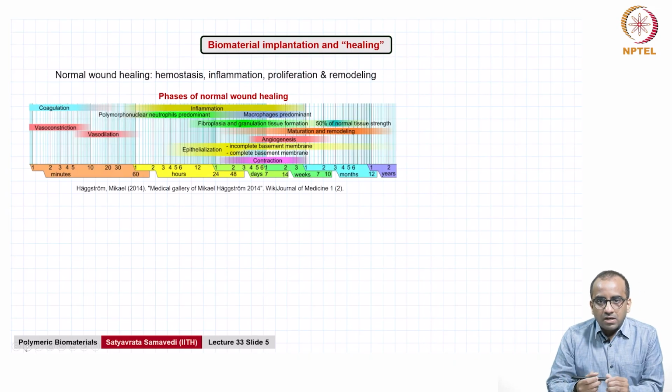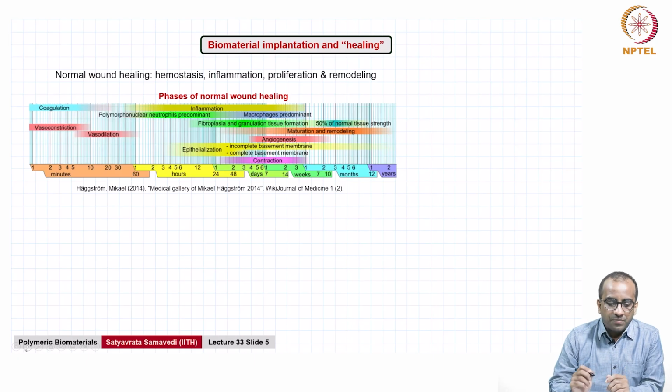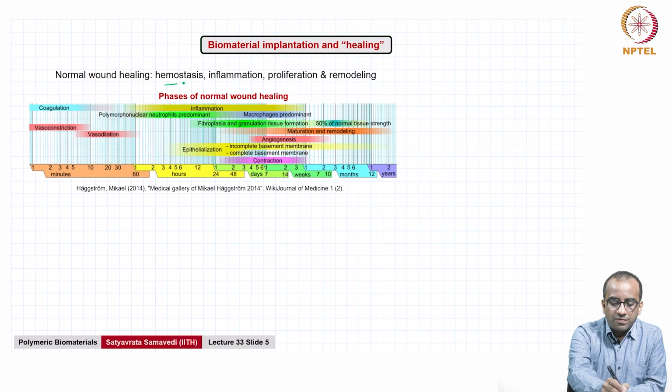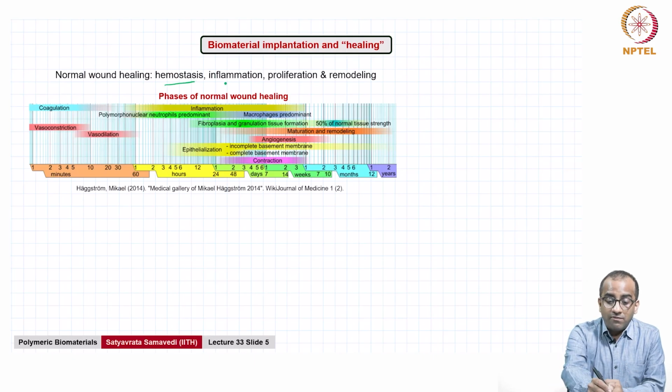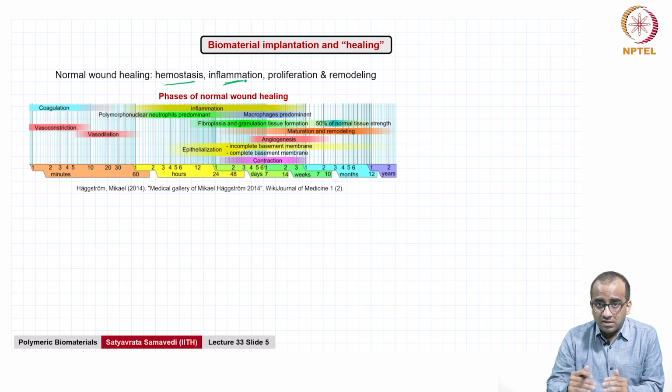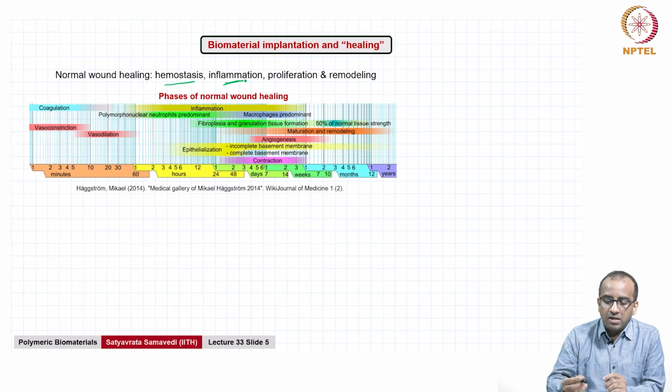So shown here is a timeline of events that are typically seen in normal wound healing. And this largely involves four main phases. First is hemostasis, which we have looked at in a previous lecture. Inflammation, which we're going to look at in this lecture in more detail shortly. And then you have proliferation and remodeling.